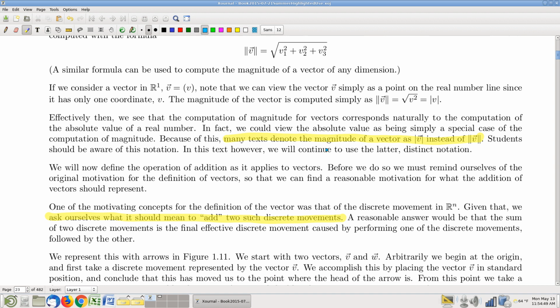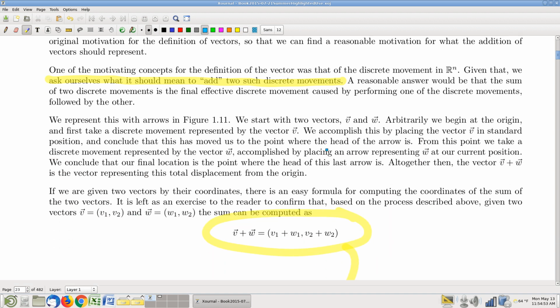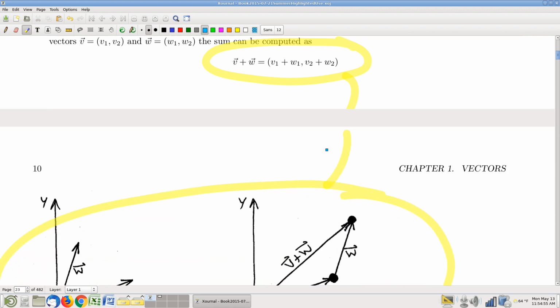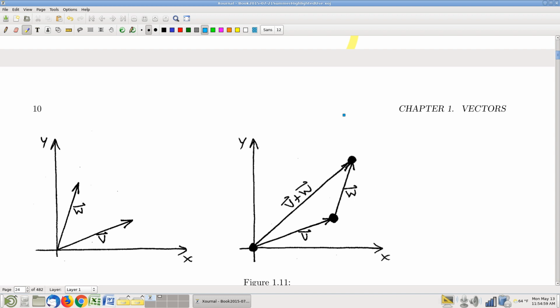Let's talk about adding vectors. What does it mean to add two vectors? I want to have a conversation about this before we write down the formula. A lot of y'all have probably seen this picture where you take one of the vectors and you put the tail of the second vector at the head of the first vector. How many of y'all have seen this little picture before? Quite a few. Great. Okay.